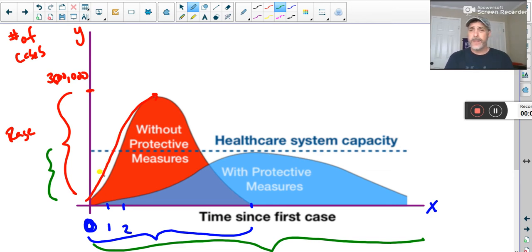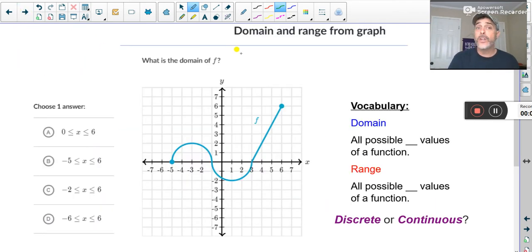All right, so there's maybe a little bit of an explanation of what they mean by flattening the curve, how this relates to our math topic, which is domain and range. And now we go into Khan Academy. Okay, so when you get to Khan Academy, you're going to be looking for this domain and range from a graph. And the first thing I want you to notice as we go through these is it's going to ask you, what is the domain of f?